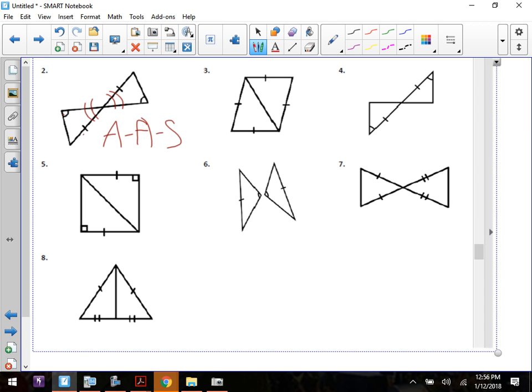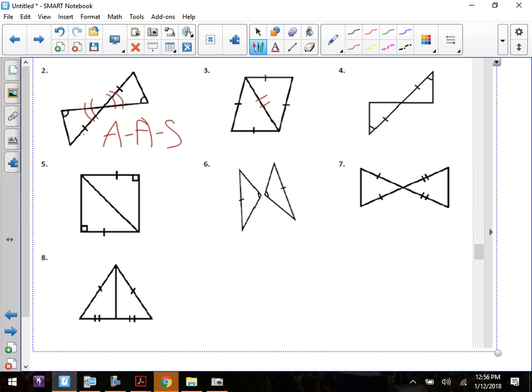Angle, angle, side. The next one, what do you have to mark? Reflexive, very good. The reflexive side. Reflexive is a shared side, which gives you side, side, side. Number 4, what do you mark?